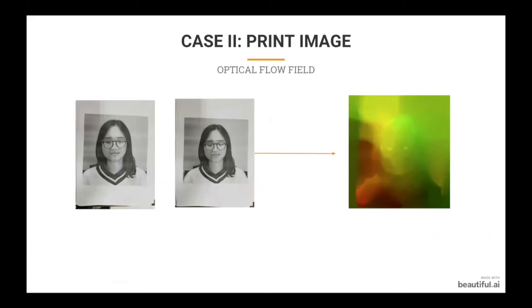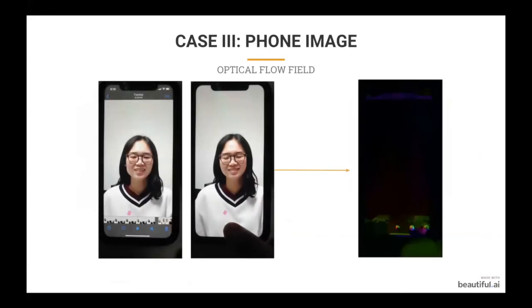Next, we try the print image. We feed 2 images of print, and as you can see, there is no clear discontinuity of the flow field in this one because it's a flat surface. It reflects light equally on most parts, and we can see there's no depth.